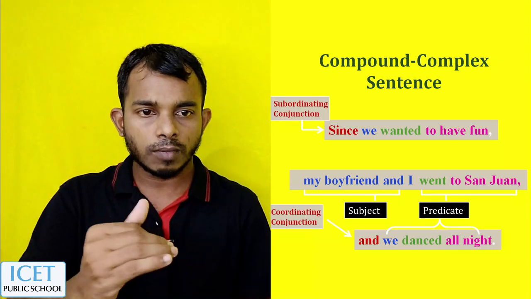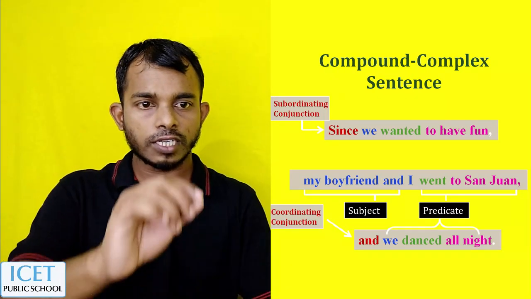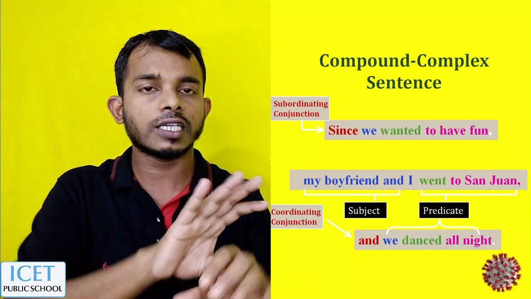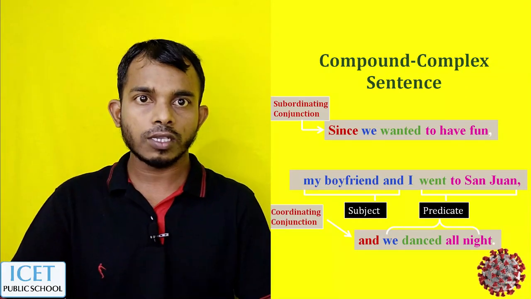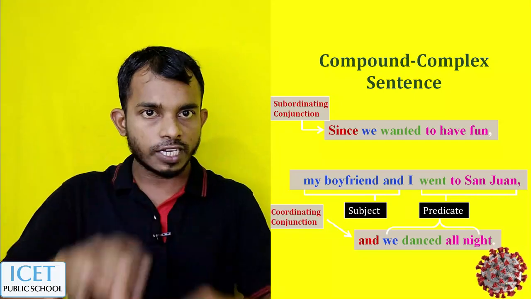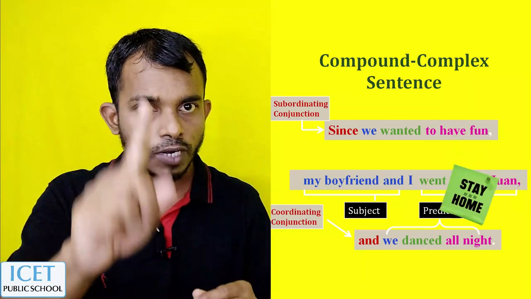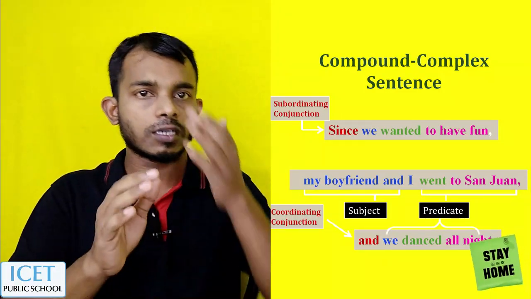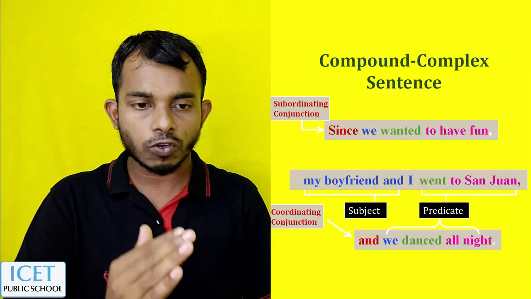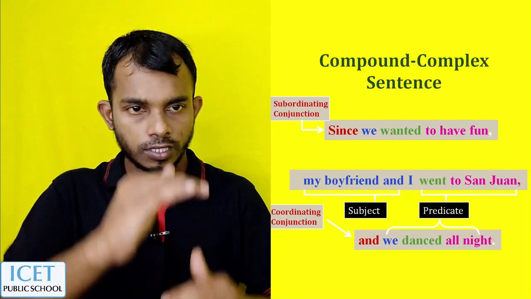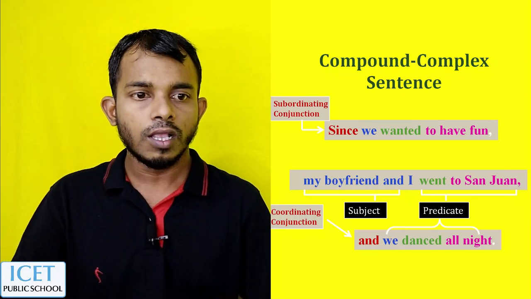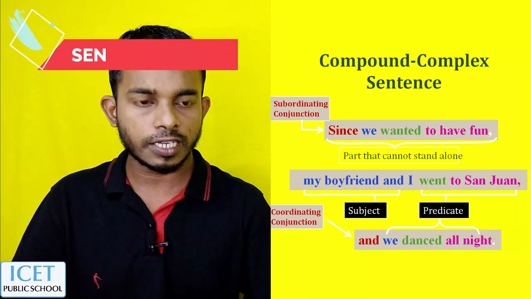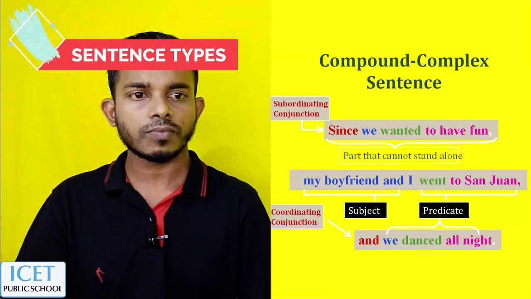Now there are subordinating conjunctions. Since is a subordinating conjunction and and is a coordinating conjunction. So we make a compound sentence using a coordinating conjunction. We make a complex sentence using a subordinating conjunction. So since is a subordinating conjunction and and is a coordinating conjunction, we have learned. These are the elements in this. I told you the first one is the part that cannot stand alone.